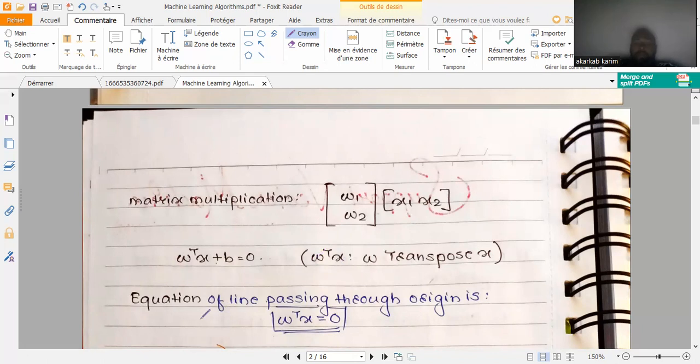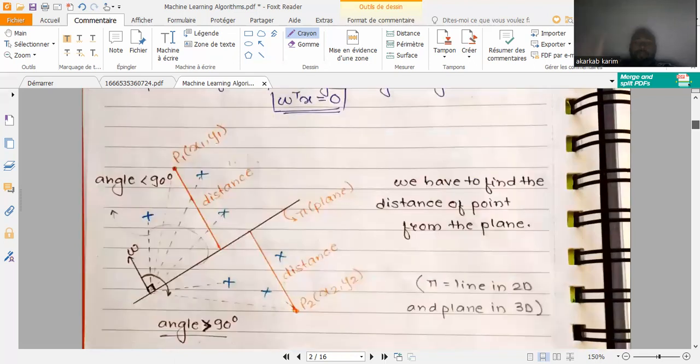The equation of the line passing through the origin is W transpose X equal to 0, as I stated before, because it passes through the origin of the axis. So if we continue, within this figure, here we have this plane. This is a plane called the V plane, and we have this weight. We have W here, its magnitude. I want to explain it there.